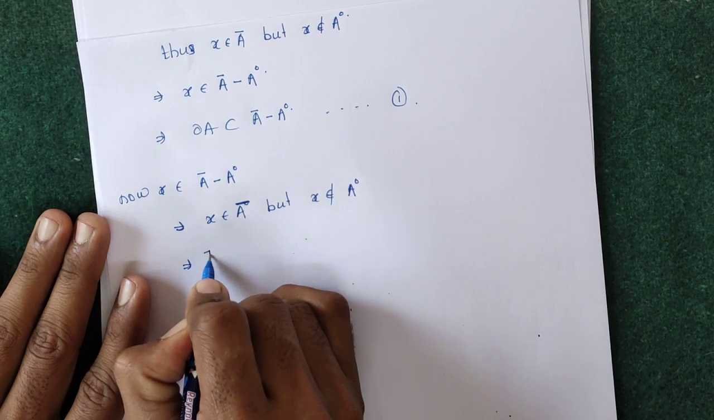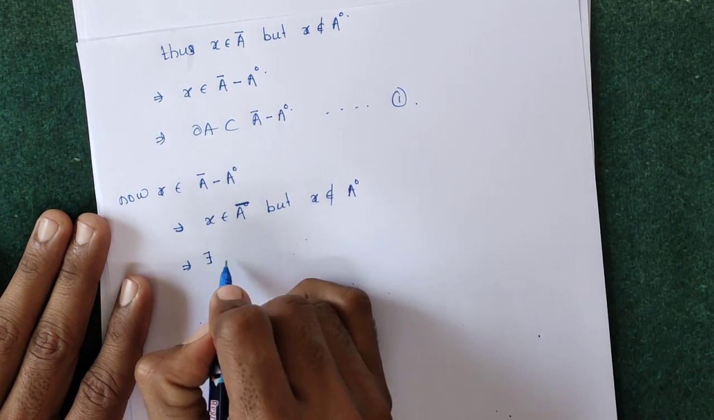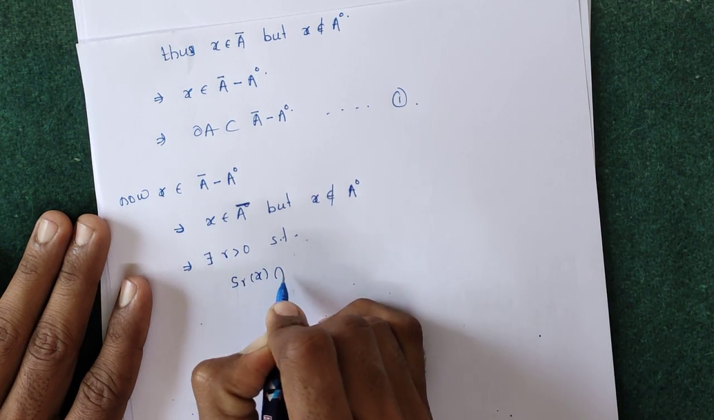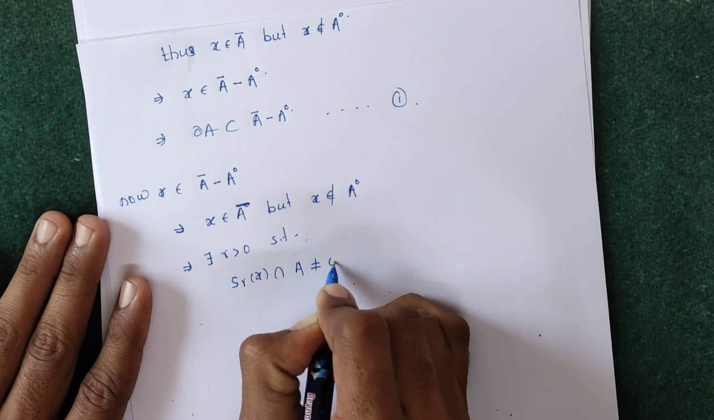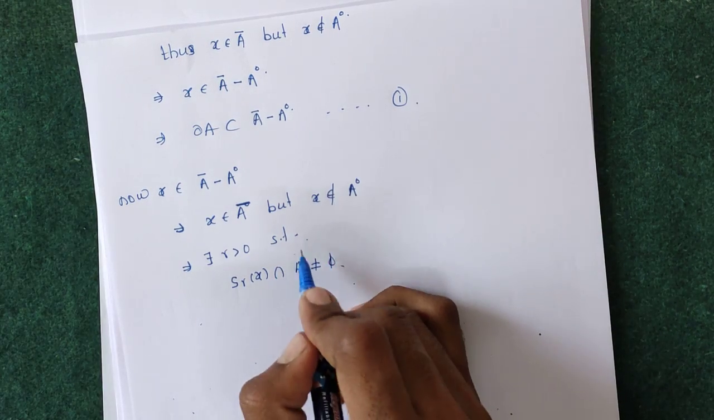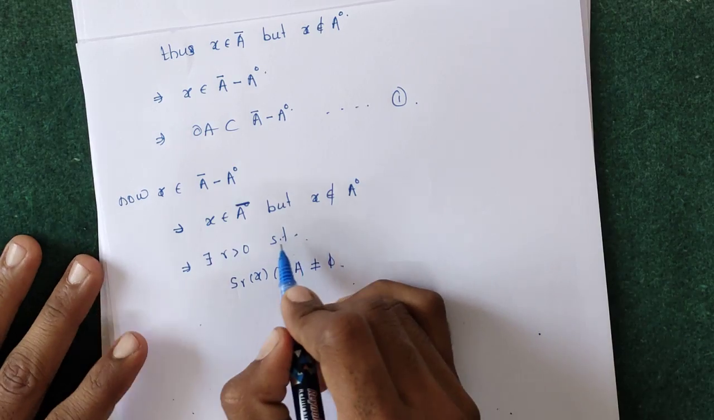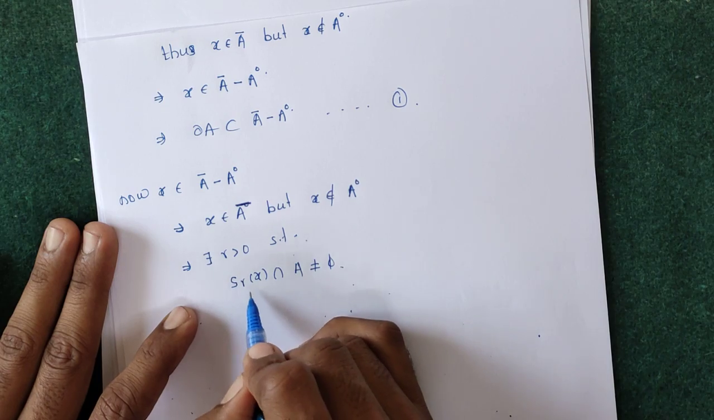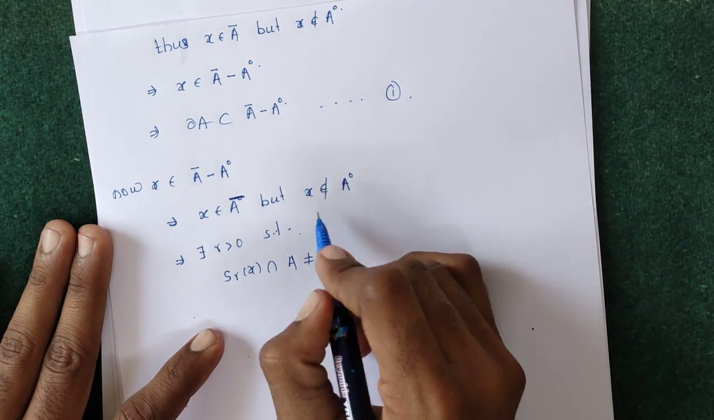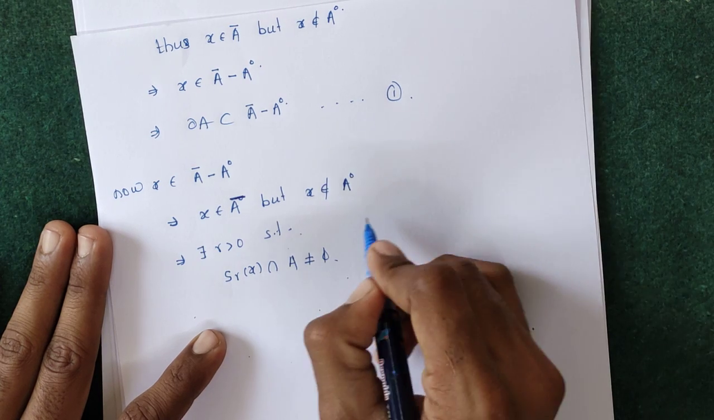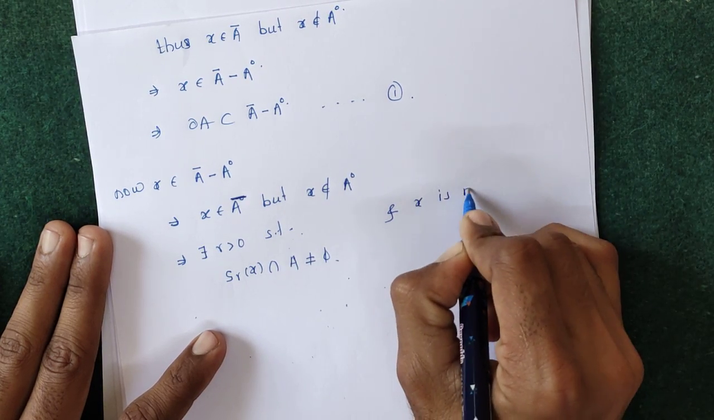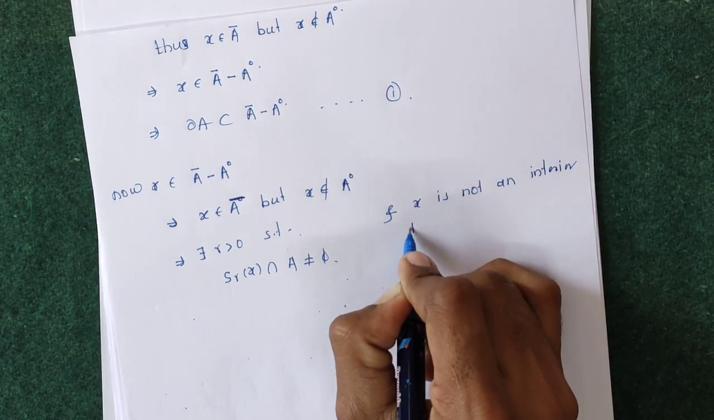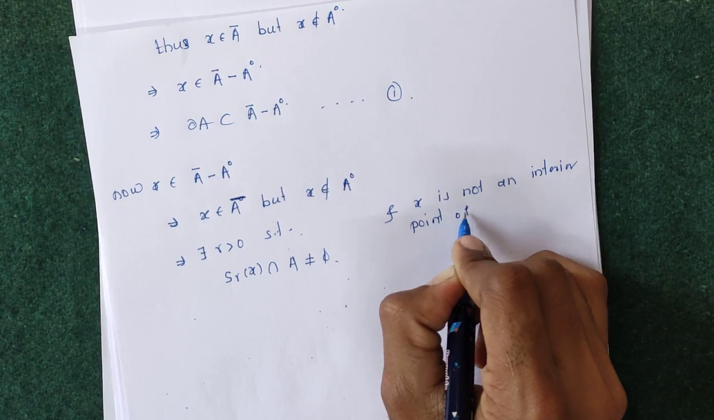Now x belongs to A closure means there exists some radius greater than 0 such that the open sphere S_R(x) intersection with A is non-empty. By the definition of closure of a set, as x belongs to A closure, x is a limit point. By the definition of limit point, we can write S_R(x) intersection with A is non-empty, and this x is not an interior point of A.